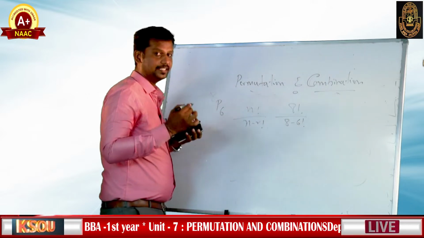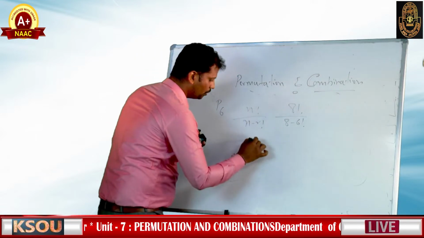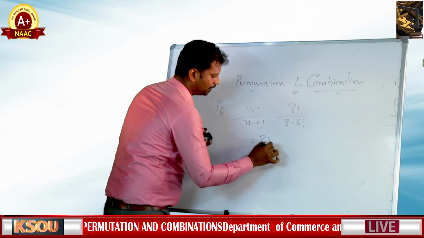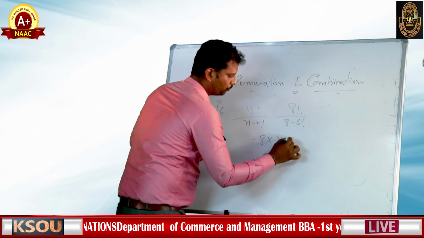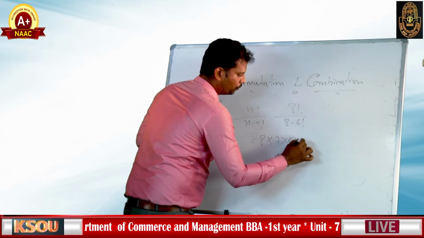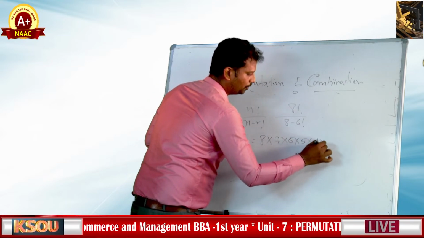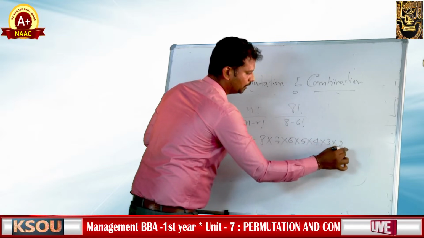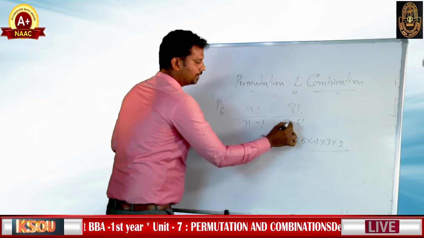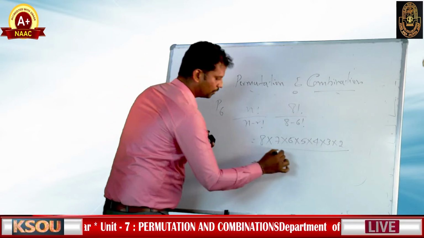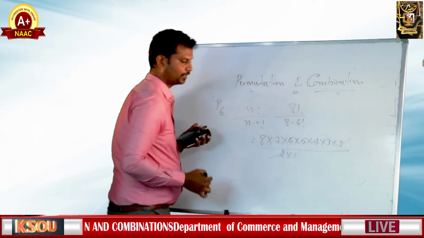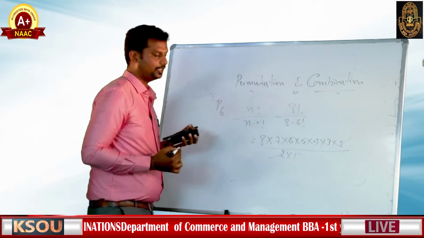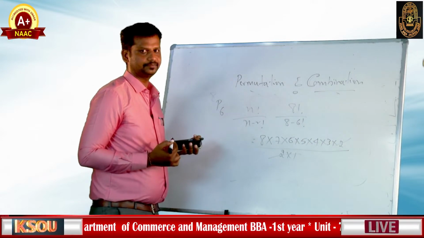8 factorial, 8 minus 6 factorial. What is the 8 factorial? 8 into 7 into 6 into 5 into 4 into 3 into 2 divided by the remaining factorial. So remaining all the numbers you multiply, get the answer. Okay.